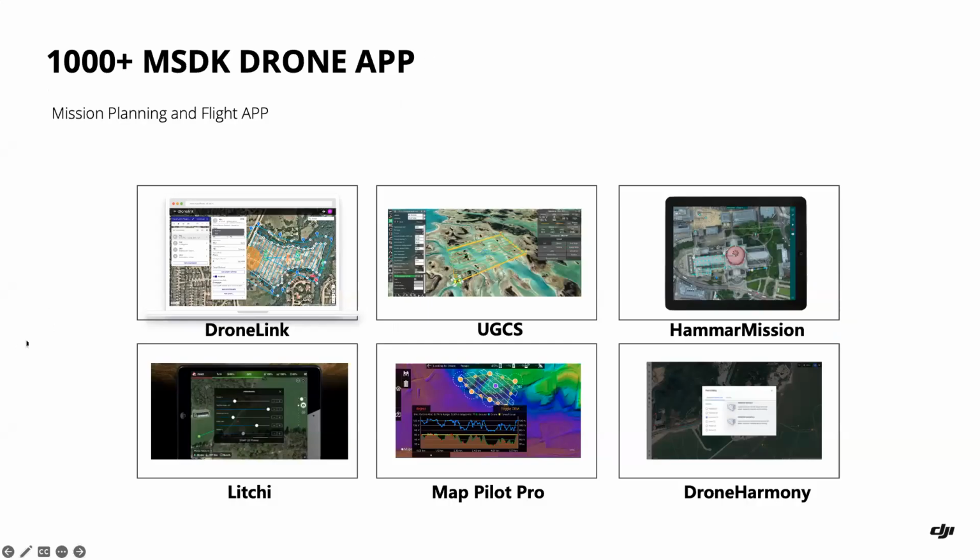Some examples of this include DroneLink, UGCS, Hammer Missions, Drone Harmony, Map Pilot Pro, and Lychee. They offer mission planning both on the computer and mobile applications, allowing users to customize flight profiles to fit their needs. This includes detailed linear missions, facade missions, polygon, terrain following, and also customized missions for different 3D objects.